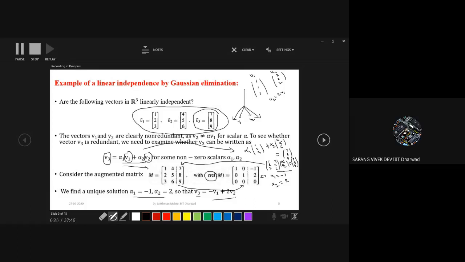Hello, sir. Yes. Sir, as V1 is equal to 1, 2, 3, and V2 is equal to 4, 5, 6, RREF will also give the values of V1 and V2 only, no? Alpha 1 and alpha 2's values, how did they come?